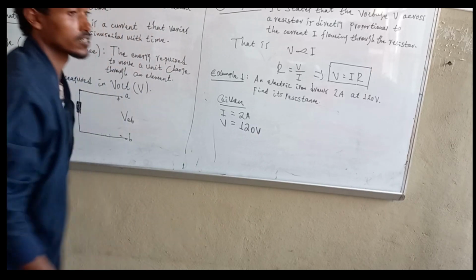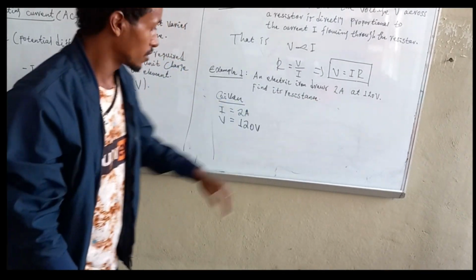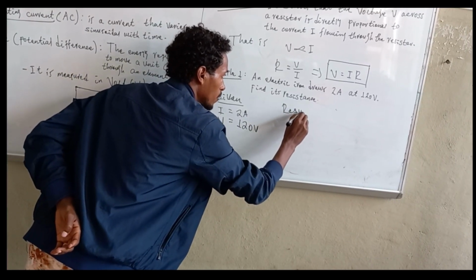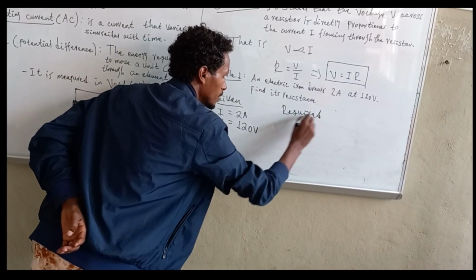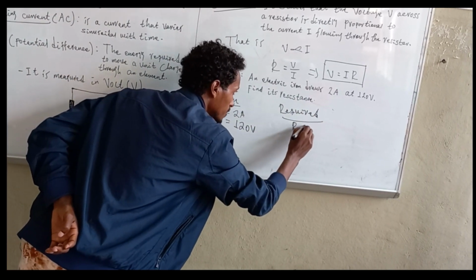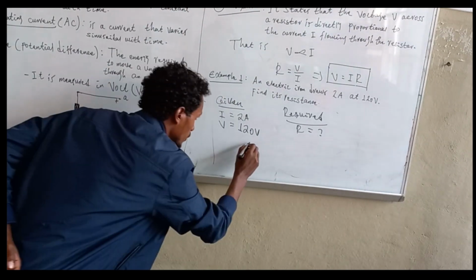So the other one is required. This part is resistance. So required: resistance, how much? Then solution.